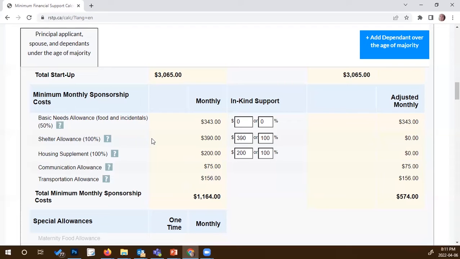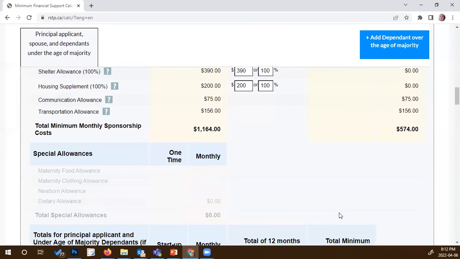If you did not have proof documentation and you made these deductions and you went through a case review by IRCC, they are going to have you pay that legal liability amount. So this $1,164 is your legal liability for the monthly amount. So if you can't prove the deductions, then the difference between the $574 and the $1,164 will have to be given to the newcomers.